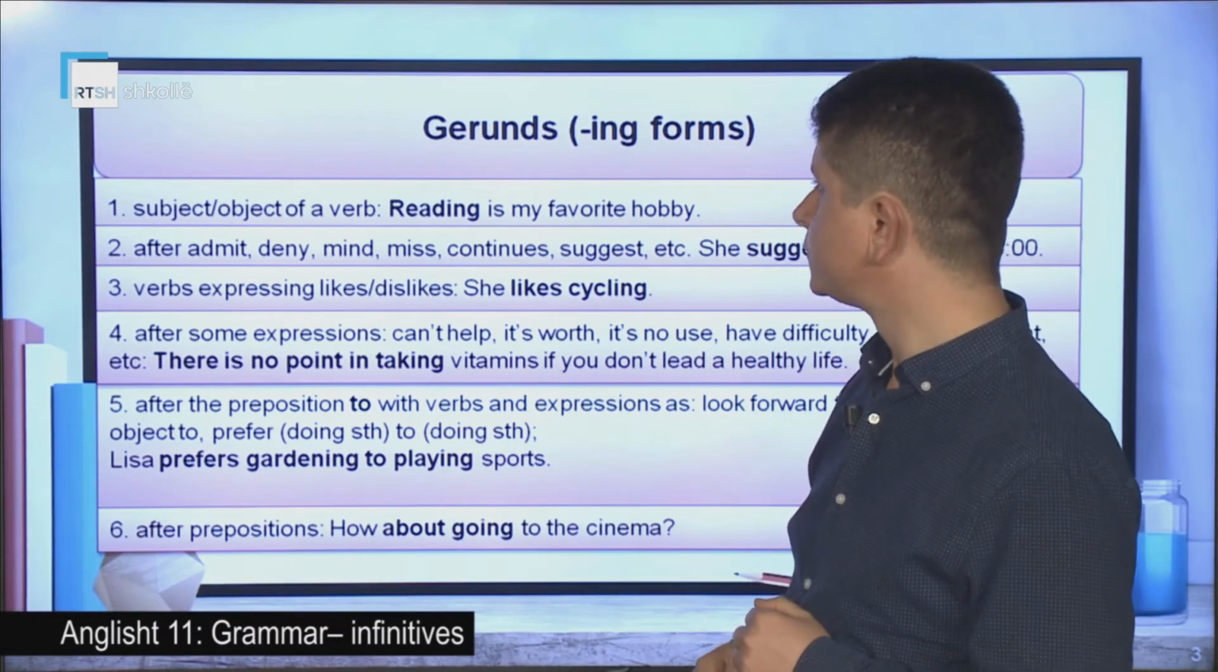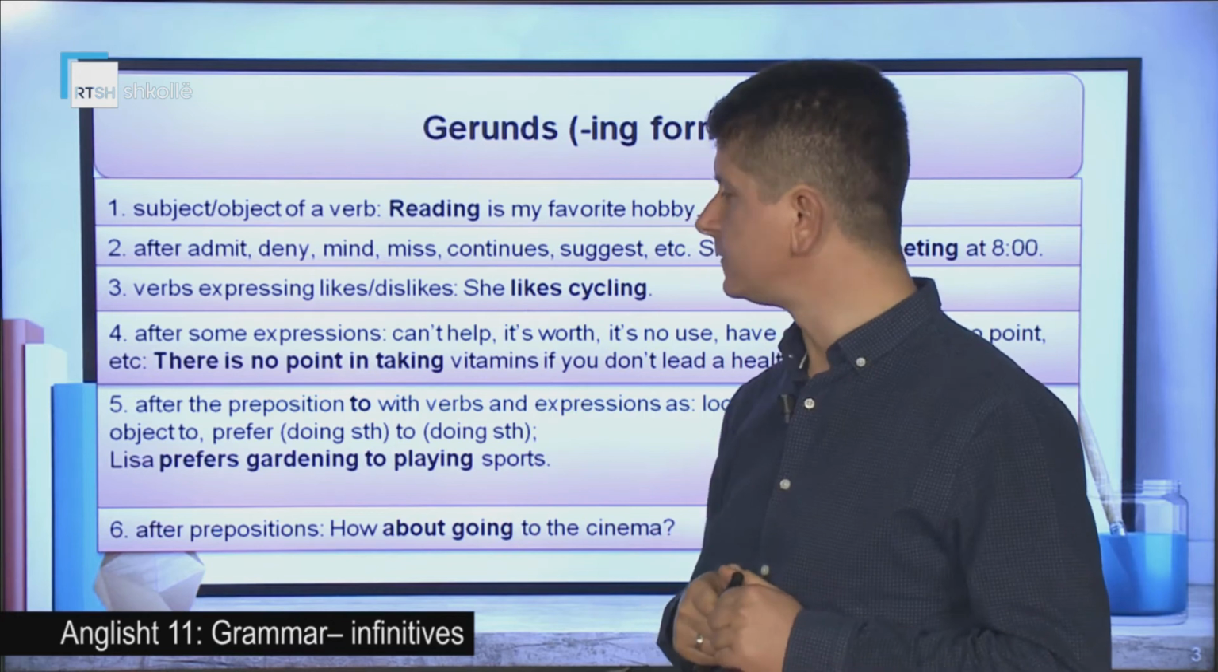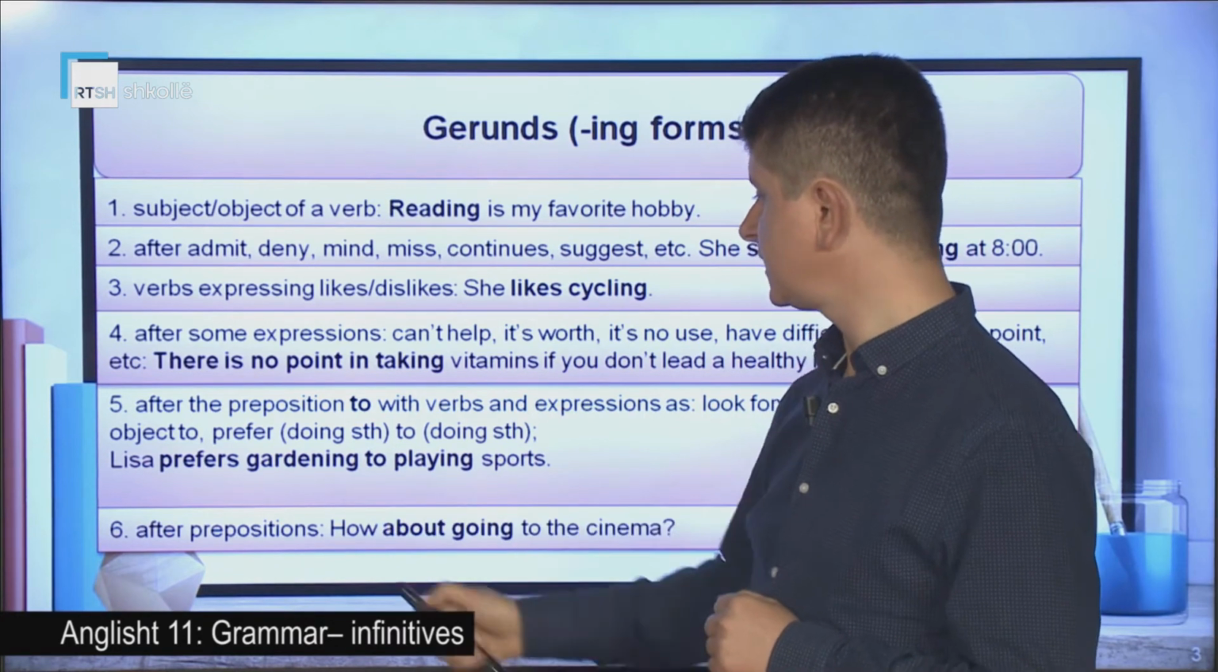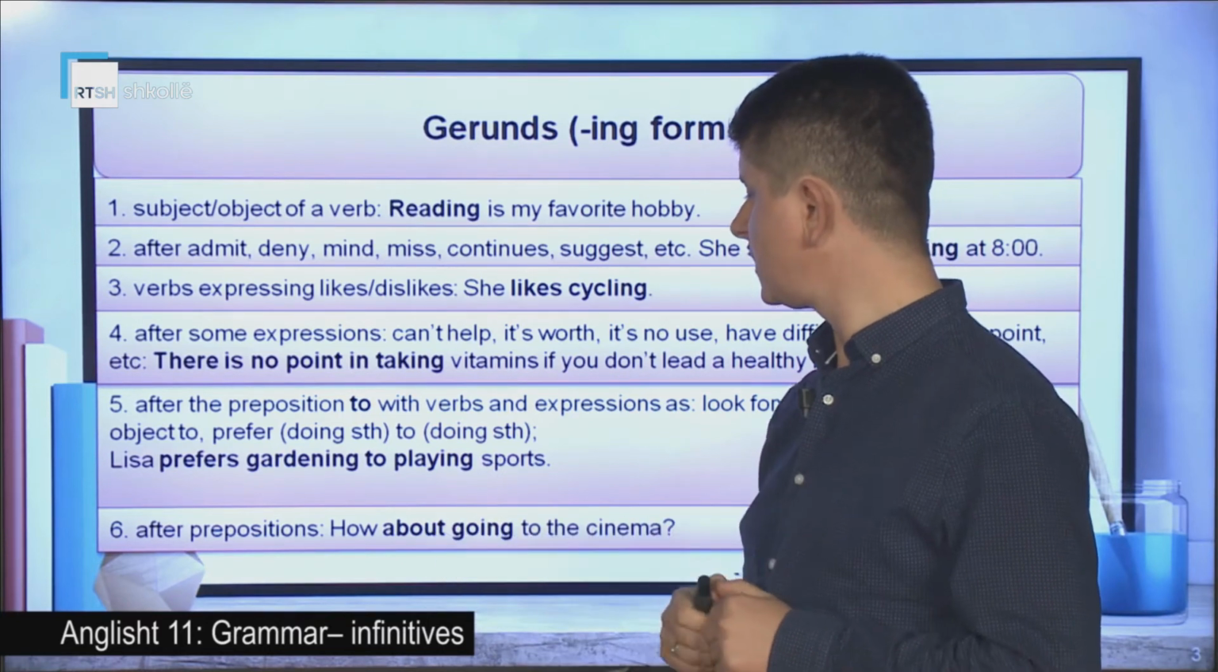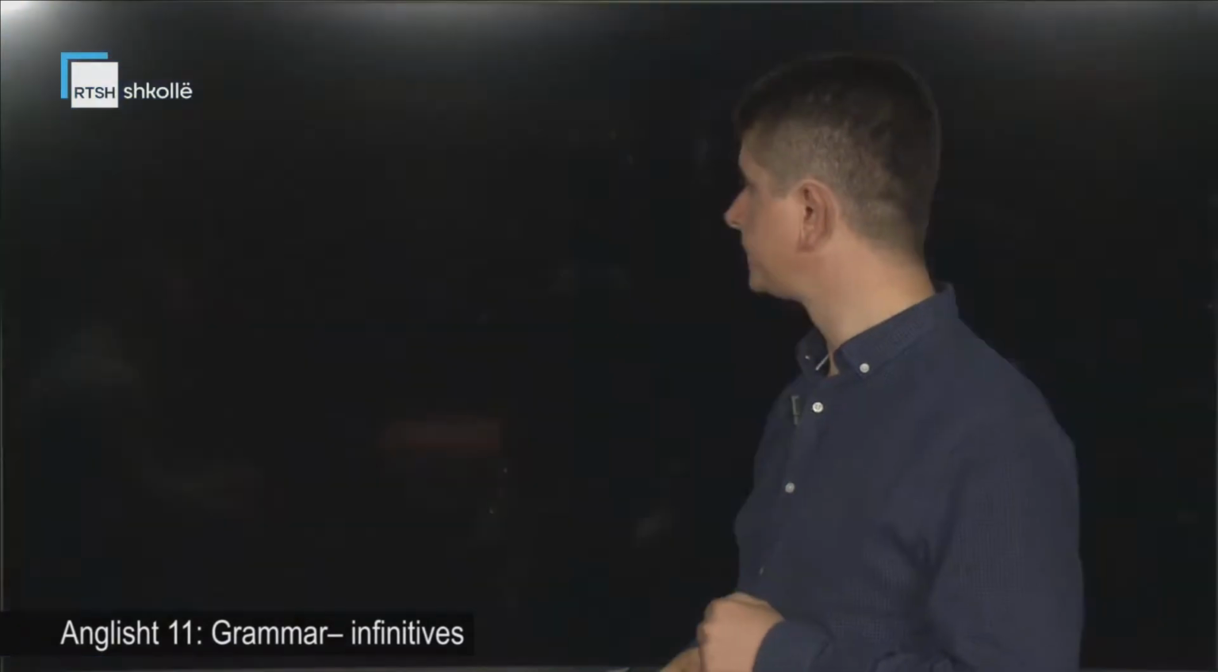The last one, we use the ing forms after prepositions. Here there is an example. How about going to the cinema? We see the preposition about and the ing going.